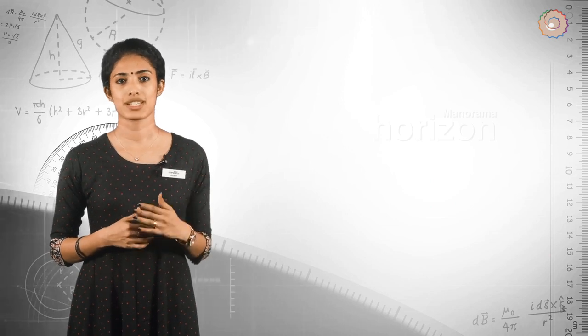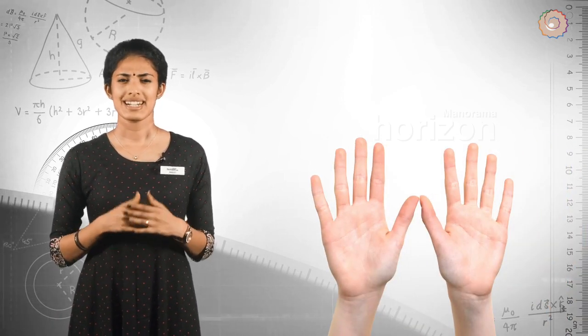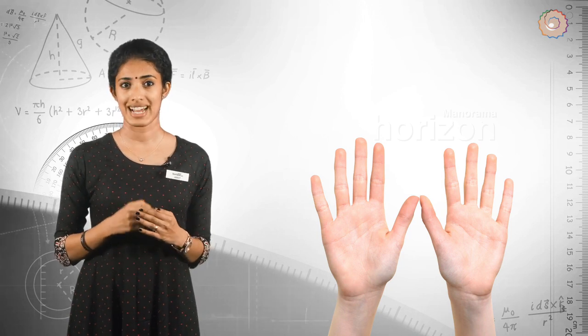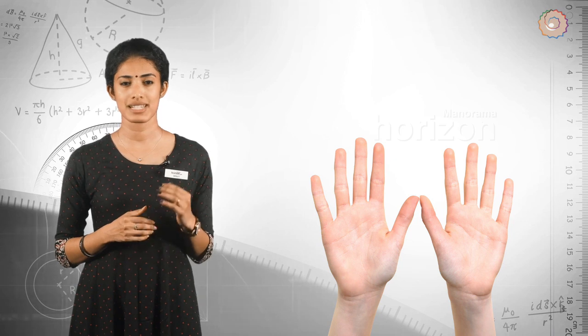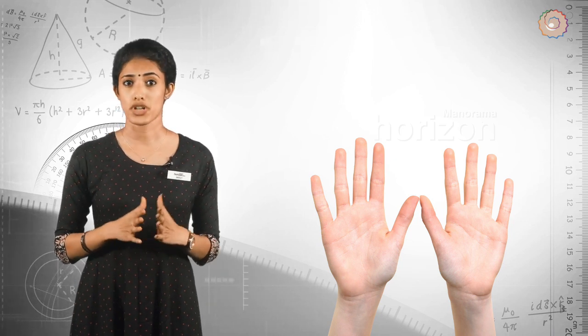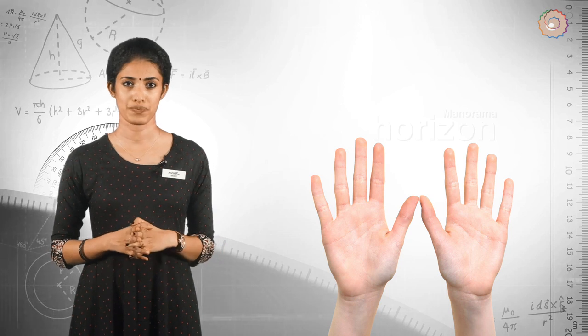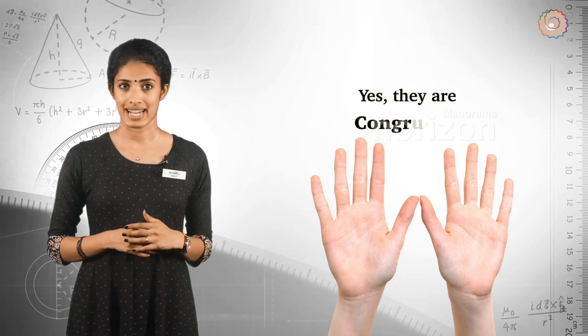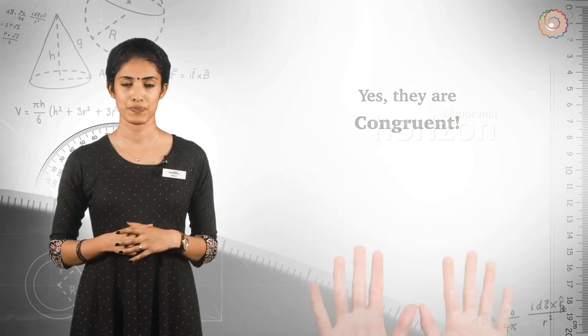Now, let us come back to this question. Are your hands congruent to each other? Sometimes a portion is slightly bigger or smaller, and we can say that they are approximately equal. Just join both of your hands and see if they are overlapping or not. So, here we say that they are congruent to each other because of the same shape and size.